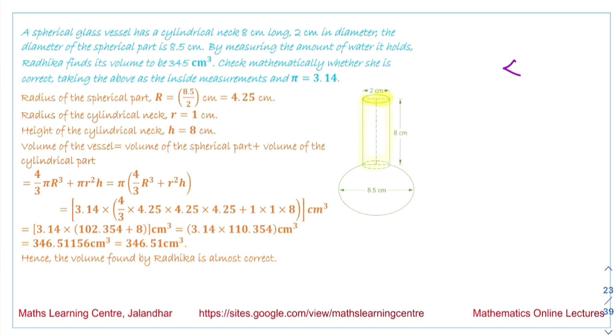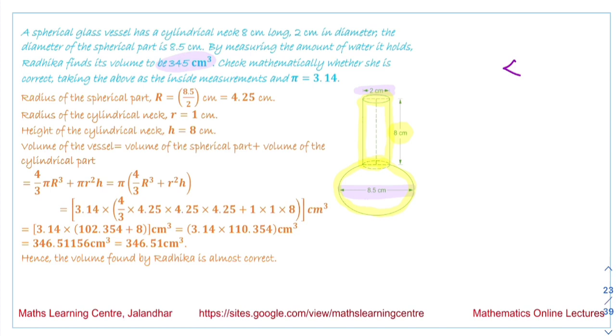This is the 8 centimeter long cylindrical neck we have. This is 8 centimeter long, and the vessel we have is the spherical vessel over here, and 2 centimeter in diameter. The diameter of this neck is 2 centimeter. The diameter of the spherical part is 8.5 centimeter. By measuring the amount of water it holds, Radhika finds its volume is 345 centimeter cube.